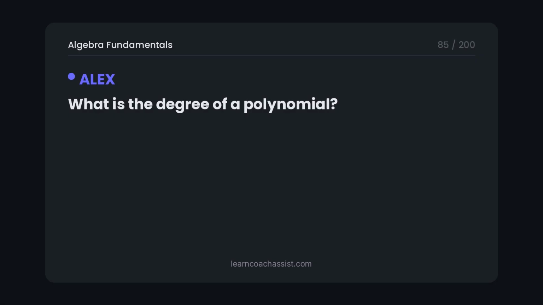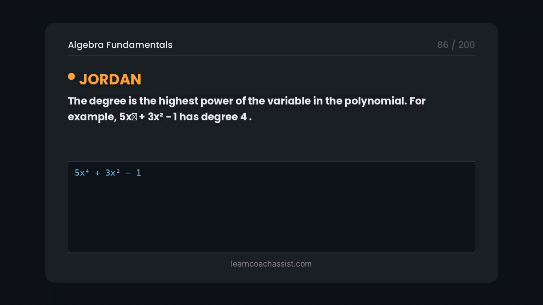What is the degree of a polynomial? The degree is the highest power of the variable in the polynomial. For example, 5x + 3x^2 − 1 has degree 4.